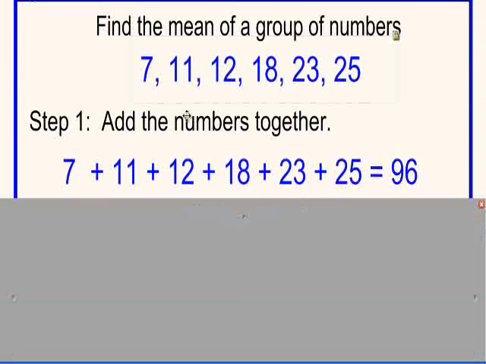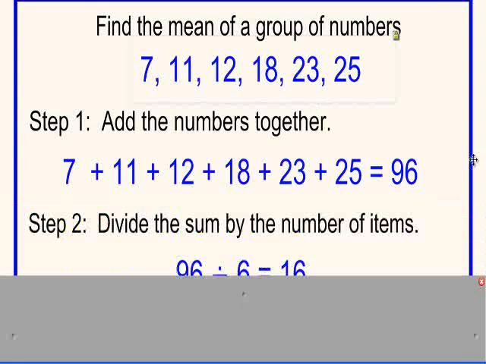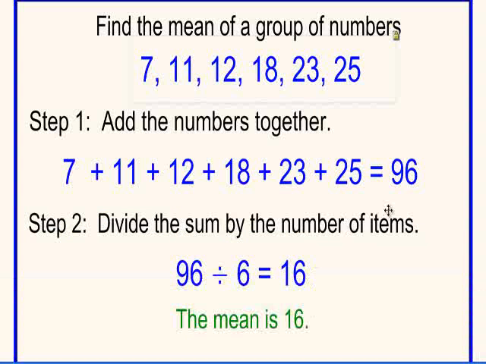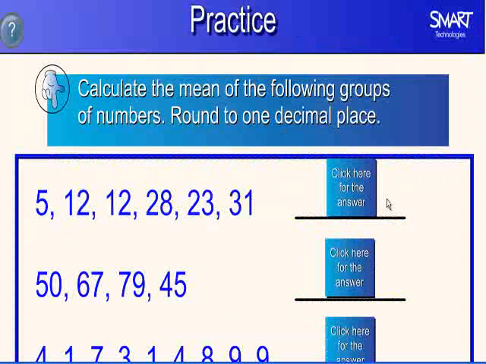So we have 96. Remember, there's 1, 2, 3, 4, 5, 6. There's 6 numbers. So we'll divide it by 6. So the mean is 16. So just going through, using a calculator, using our brain, whatever you have to do to get through those. Okay, so we want to practice that.